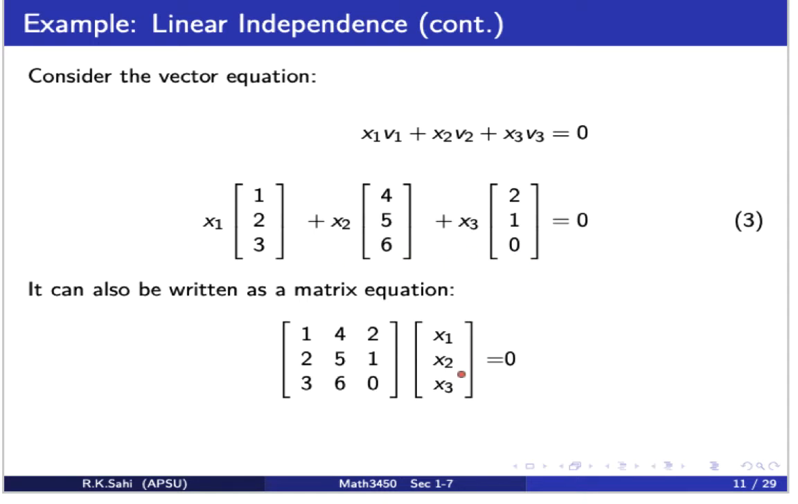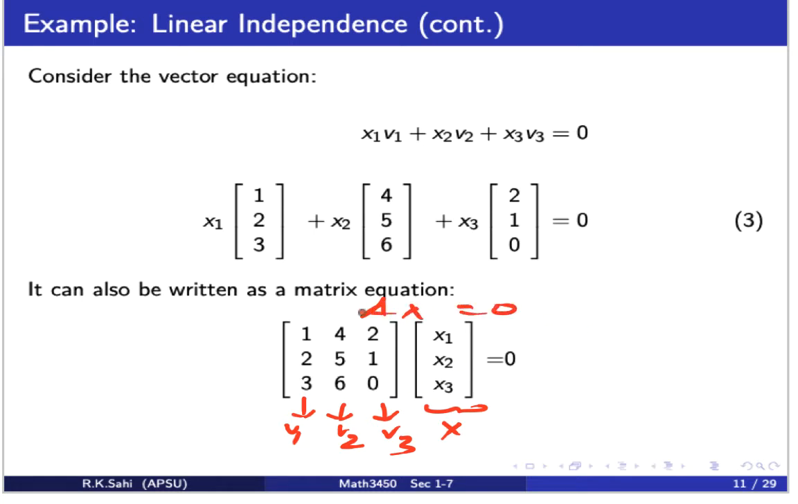We can write the corresponding matrix equation. Basically, gather the vectors as columns of the matrix. So v1 is the first column, and v2 is the second column, and v3 is the third column of the corresponding matrix equation. And the weights x1, x2, x3 will become the elements of the vector x. So this is Ax equals 0.